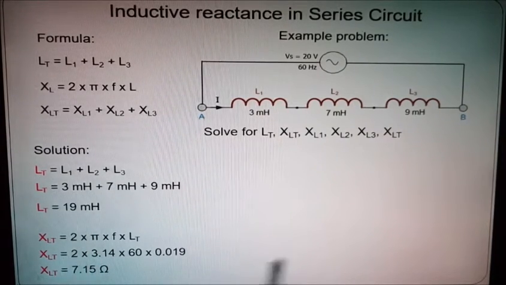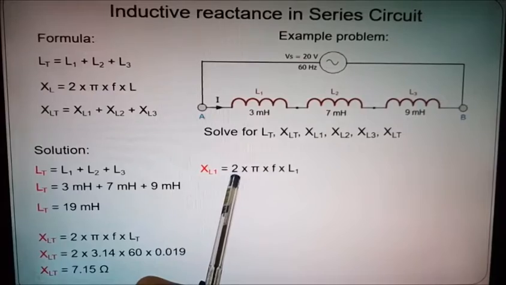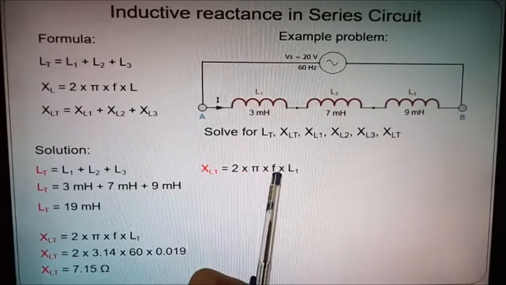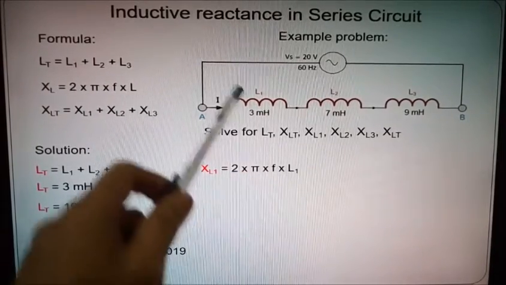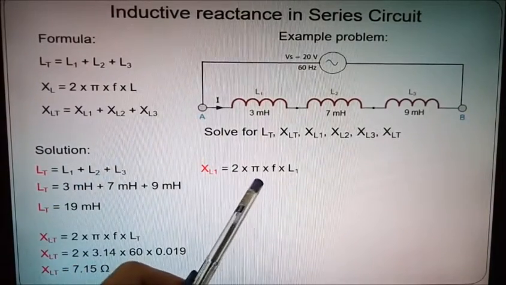Next, we are going to solve for XL1. XL1 is equal to 2 times pi times F times L1. So substitute the values of pi, F, and L1.